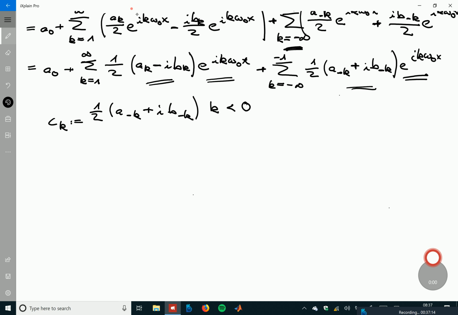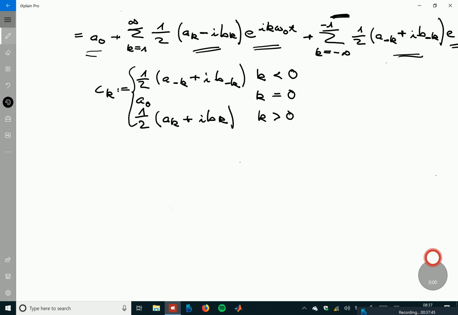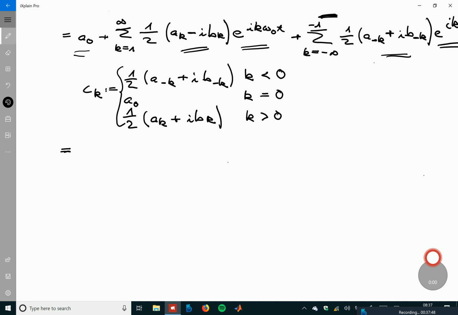So for k smaller than 0, we define c_k as that. For k being 0, we define c_k as a_0, so as this one. And for k larger than 0, we define c_k as 1/2 a_k minus i b_k. So that's now our new definition, which we can then immediately apply to what we had above. So we have our a_0, which is now called c_0, because we have these new definitions.